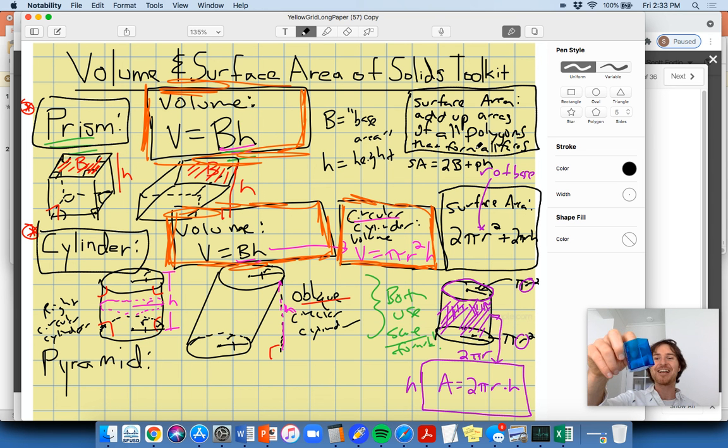What if you have a hexagonal prism? Well, then you've got your two bases, and then you've got your six lateral surface areas. You have to find the area of each one, add them all up. That gives you your surface area.